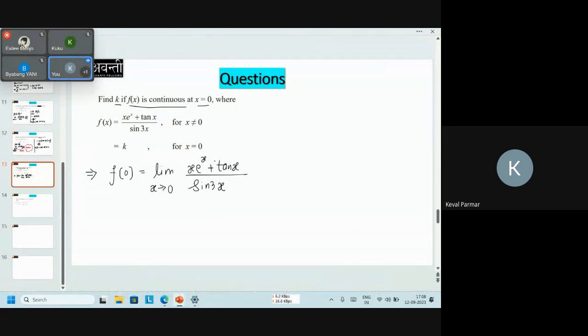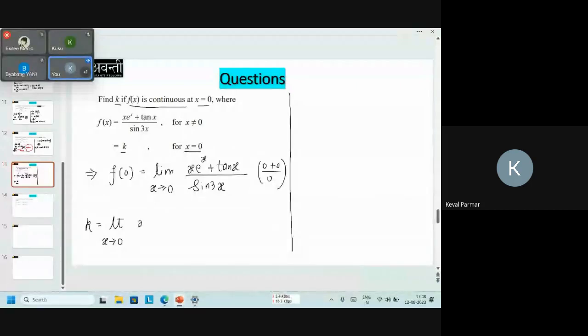So let's check the indeterminate form here. Put x equals 0. So we'll get 0 plus 0. Tan 0 is 0, sine 0 is 0. Means the indeterminate form is 0 upon 0. That means I can use L'Hospital's rule. And what is the value of f of 0? It is k. So now k will be equal to limit x tends to 0. Now, if you use L'Hospital's rule here, this differentiation, product rule you have to use.